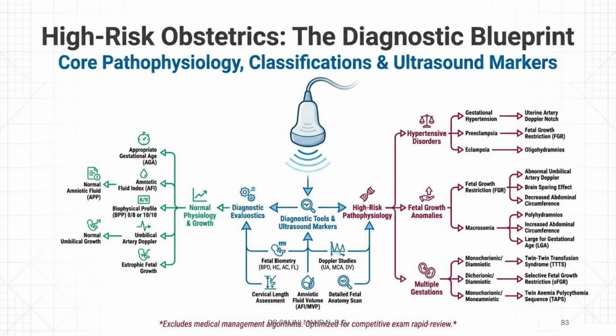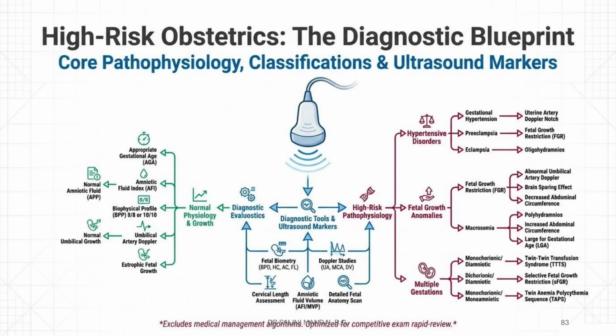Next one, a little about investigations. See, we go in for ultrasonography, right? See, diagnostic rules, what are the things? When we go for a TVS or a TAS, they find out a fetal biometry, they do Doppler studies, they do cervical length assessment, amniotic fluid volume, detailed fetal anomaly scans and all they do. So what are the normal things? See, appropriate gestational age, amniotic fluid index, biophysical profile, umbilical artery Doppler, normal fetal growth, normal amniotic fluid, all these stuff are supposed to be normal.